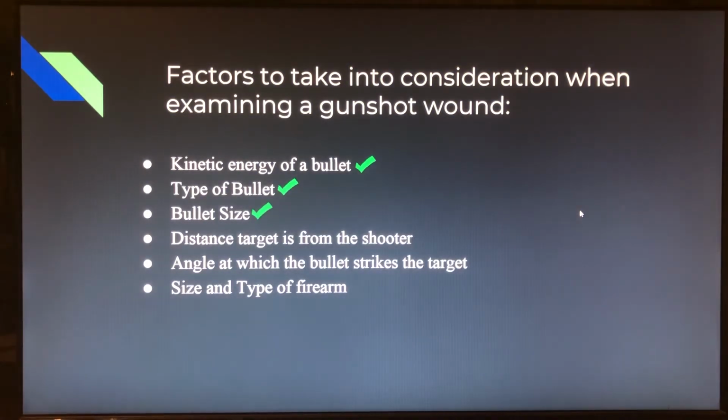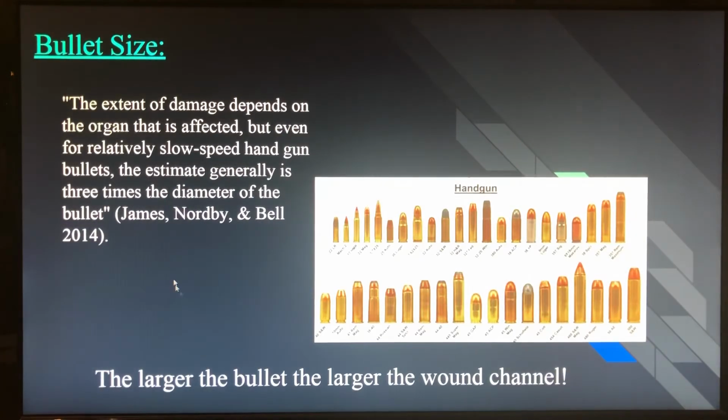So the next factor we will talk about is bullet size. So the extent of damage depends obviously on the organ that is affected, but even for relatively slow speed handgun bullets, the estimate generally is 3 times the diameter of the bullet. So in simple terms, the larger the bullet, the larger the wound channel.